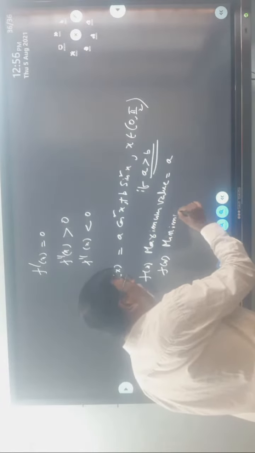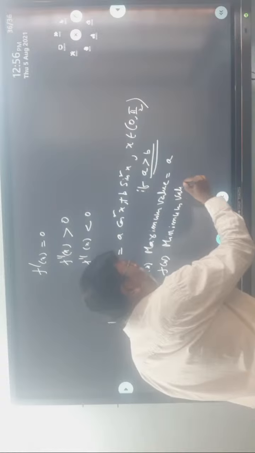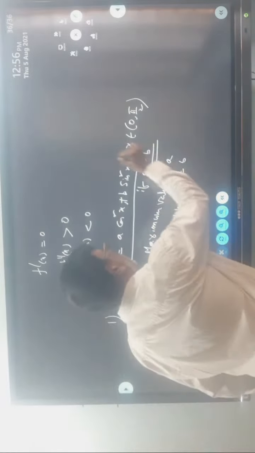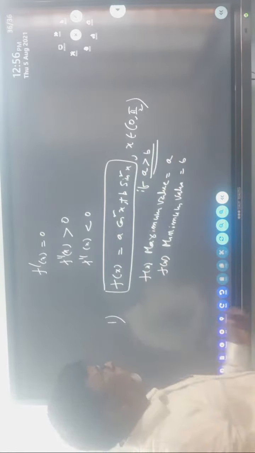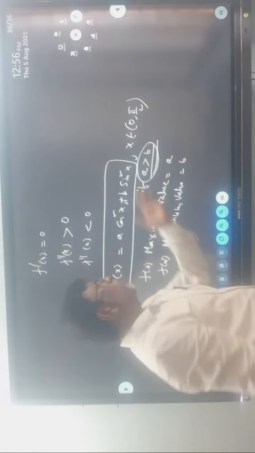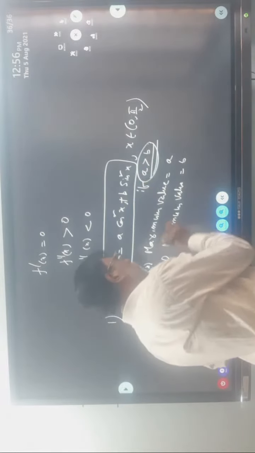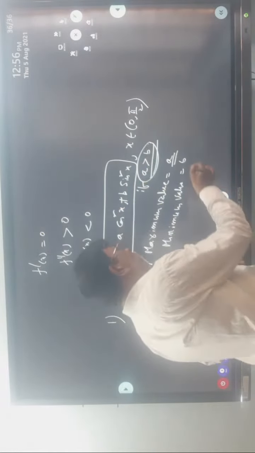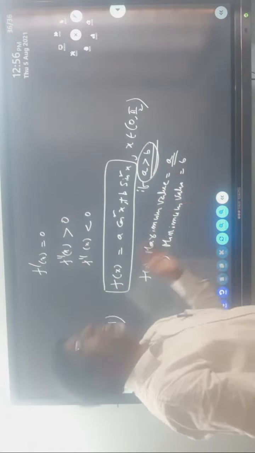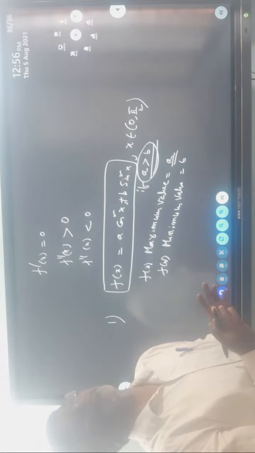We can say this immediately. This is the first shortcut. What is the first shortcut? f of x is given as a cos square x plus b sin square x, without checking anything else. Remember that a is bigger than b. Then the maximum value of f of x is a and the minimum value is b. This is the first shortcut formula.